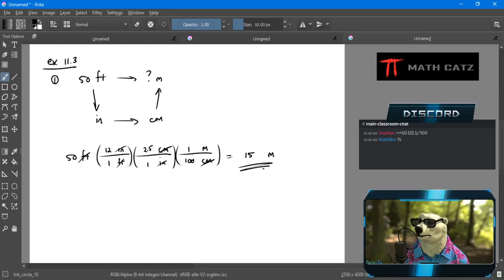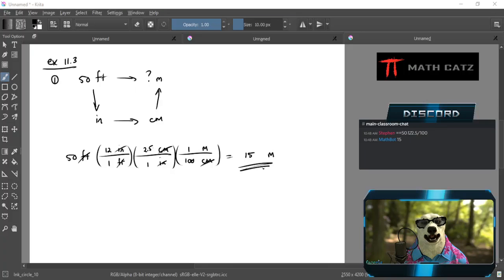Now, if you Google this, I'm just going to do that out of curiosity. 50 feet in meters. Let's see what Google says. It says 15 point, I can show you here.